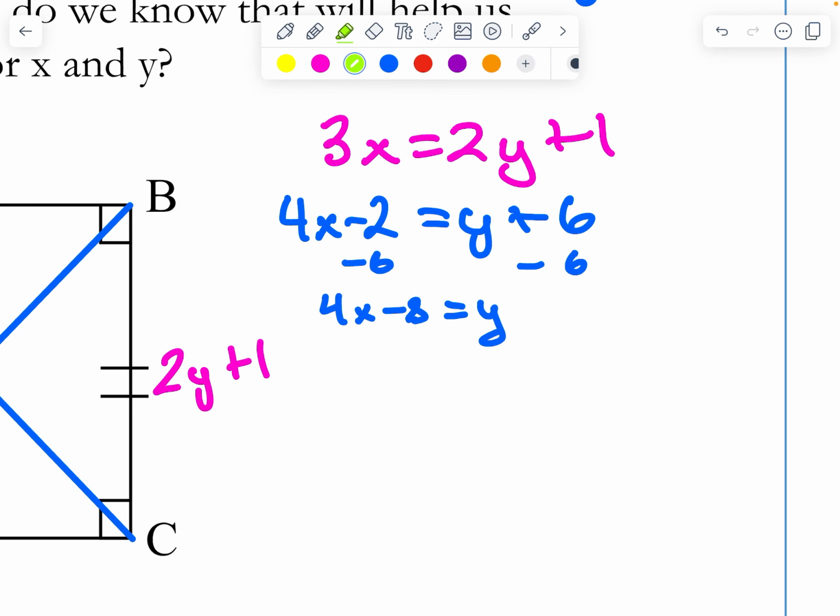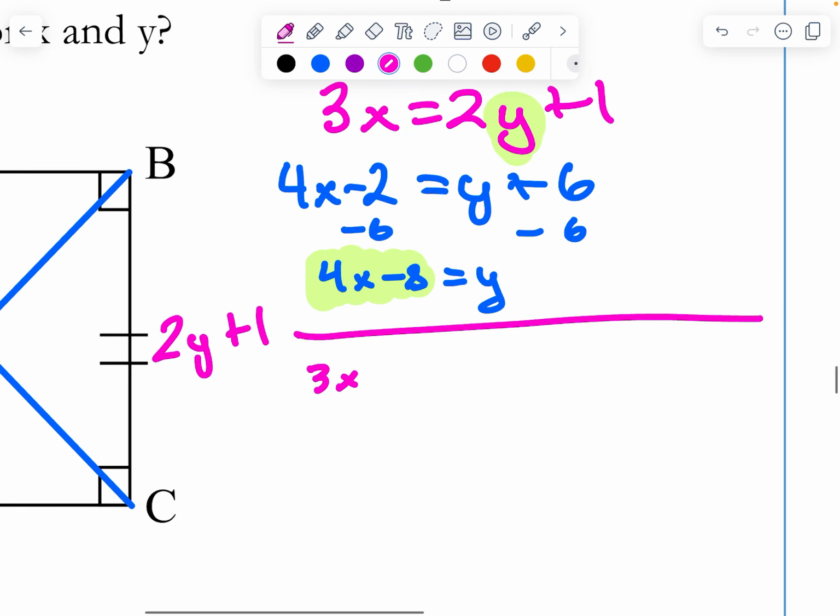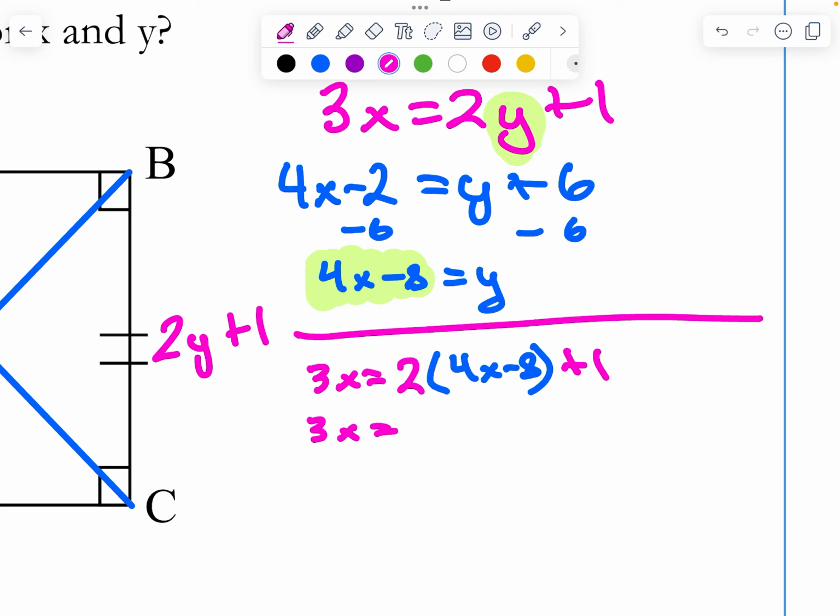Now that I have y, I know that I can go ahead and plug this into the y on my pink equation. So let's go ahead and do so. So I have 3x equals 2 times y. But remember, y is not just y, it's 4x minus 8. And then I can add 1 to the end. Now I'm going to go ahead and distribute. I have 3x is equal to 8x minus 16 plus 1. Minus 8x, minus 8x, I get negative 5x is equal to negative 15.